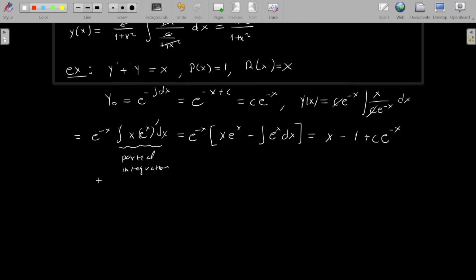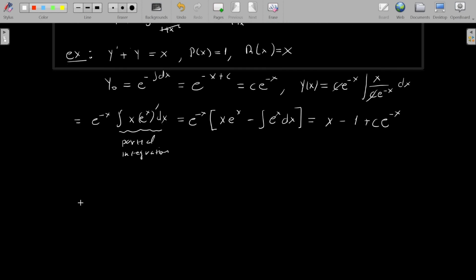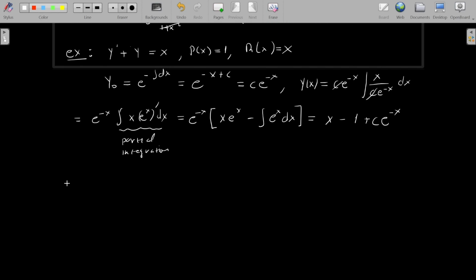And this is again the full solution. Now, let's take an example where we are given initial conditions, so we can identify and find what the constant is.